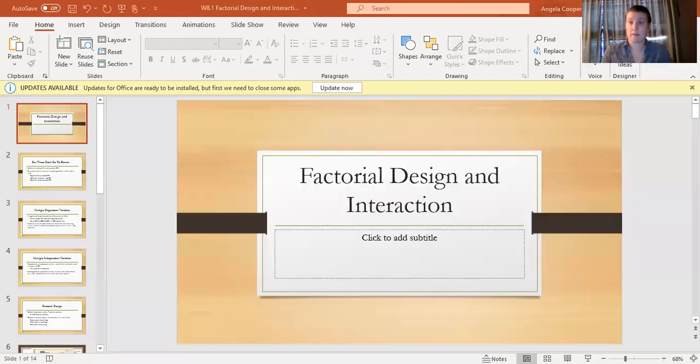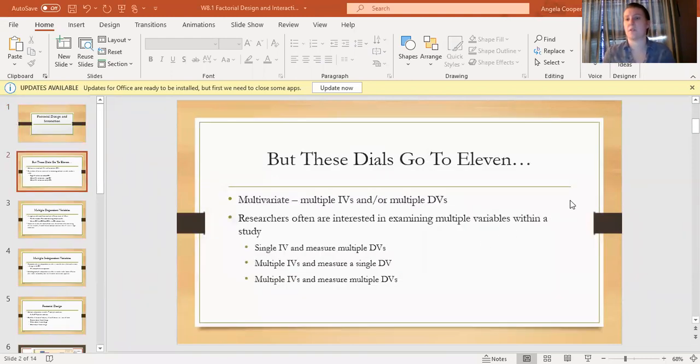Hello, and welcome to the lecture on main effects and factorial designs and interactions. Let's get started. Factorial designs and interactions deal with multivariate studies.